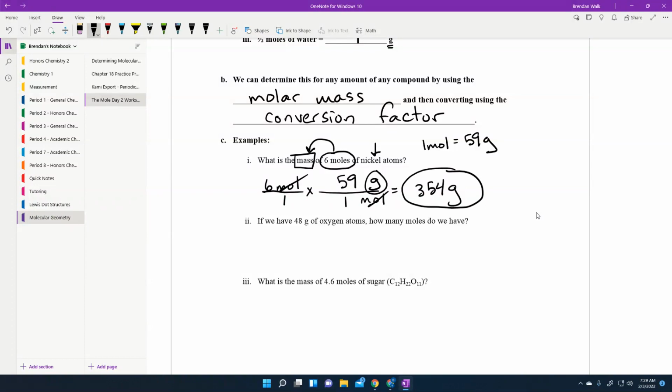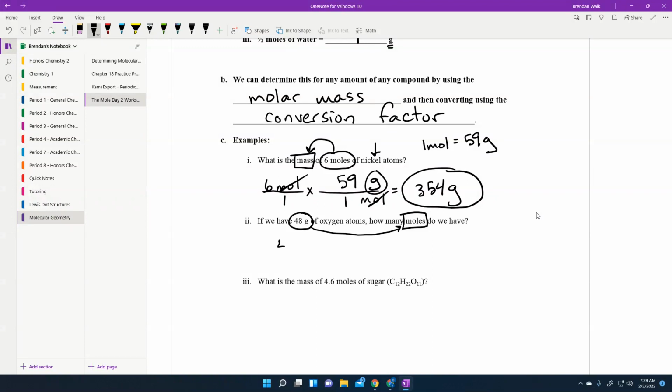In the second one, okay, so now it says if we have 48 grams, so we're given grams this time, and it's asking us how many moles. So once again, we're going in the opposite direction, so we're going to do the opposite mathematically. We're probably going to have to divide here, which makes sense.